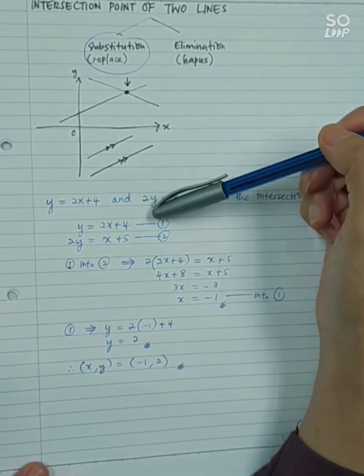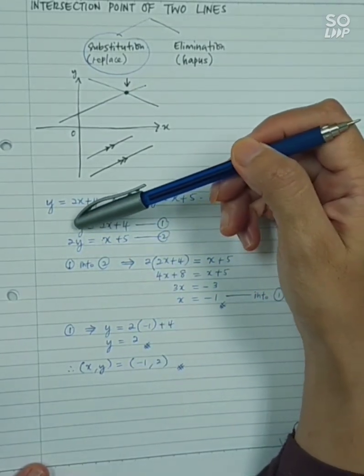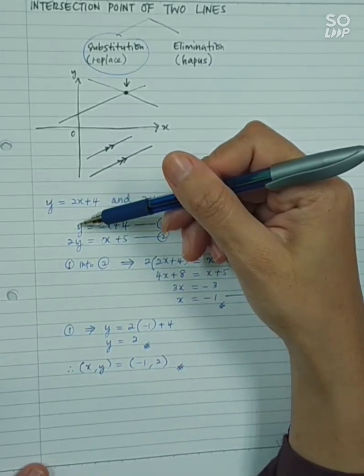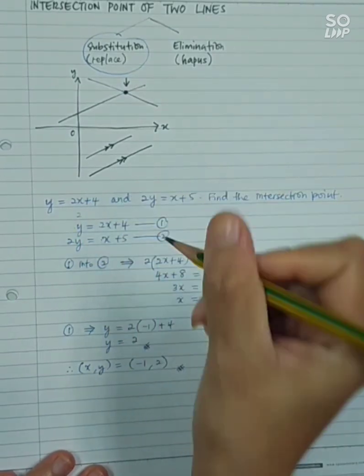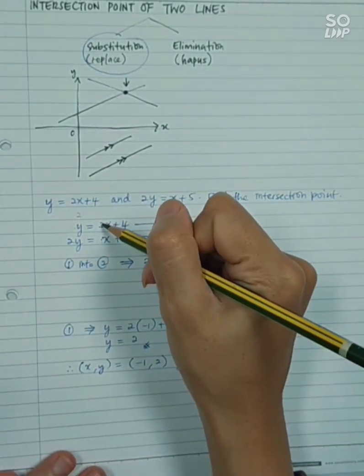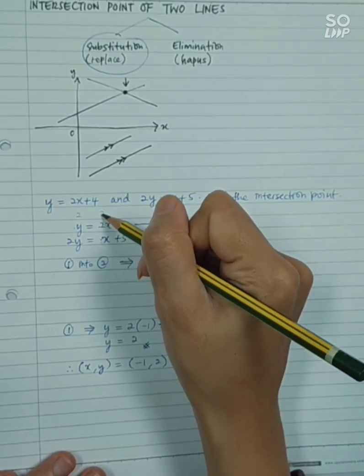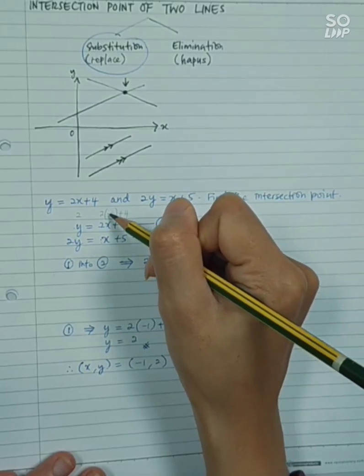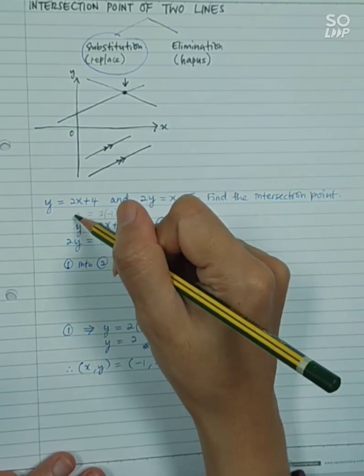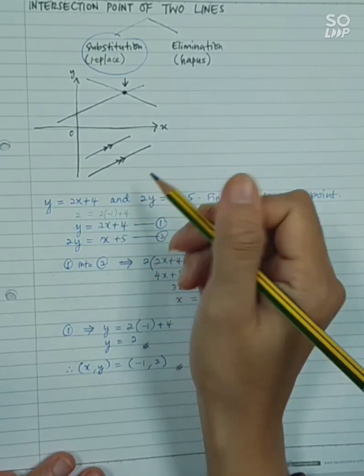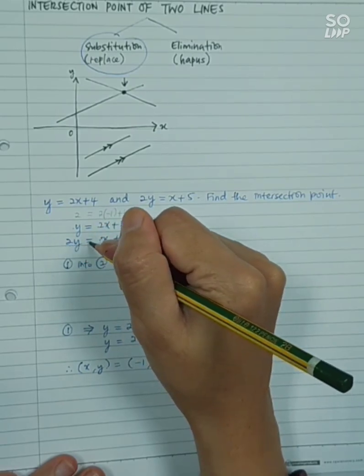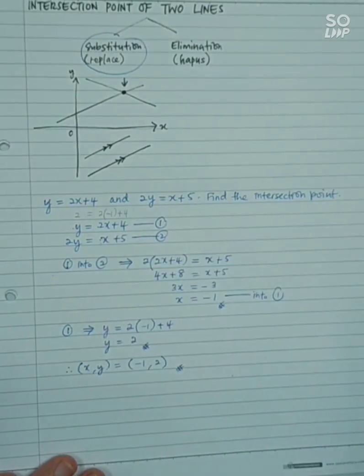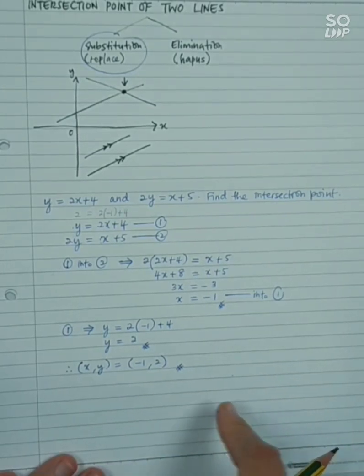Let's do this very quickly. Negative 1 comma 2. On the left hand side, we have 2, because y is 2. On the right hand side, if we insert x negative 1, this is 2 times negative 1 plus 4, which is 4 minus 2, which is 2. So you can see that the left hand side is equivalent to the right hand side. You can do the same for equation 2. That's the substitution method. I'll stop that for now. For the elimination method, I will do another video.